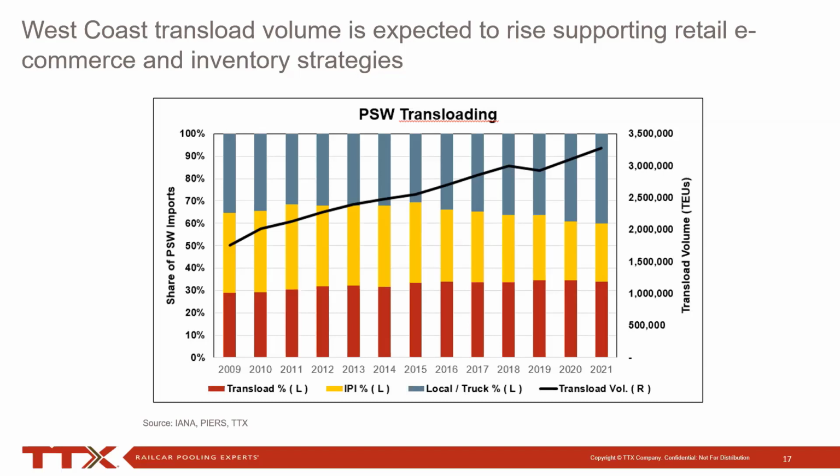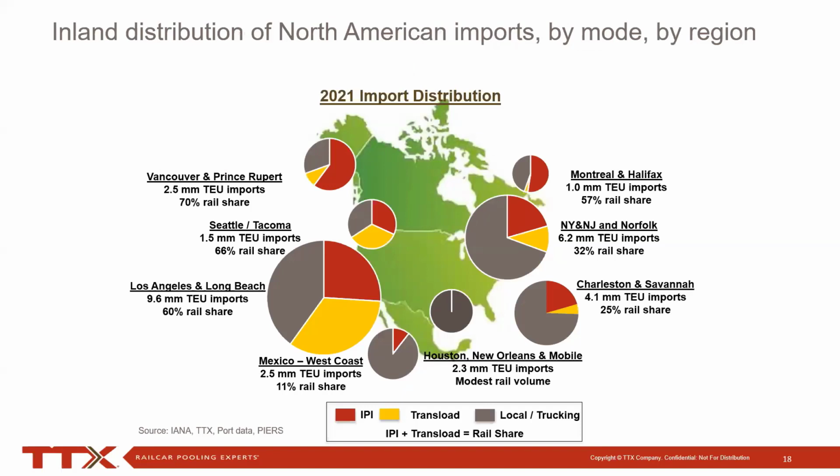We just know it didn't go rail. And since 2015, you can see that IPI share in the PSW has steadily dropped, with both the local and transload share increasing. And so, similar to slide 14, the size of the circles represents the amount of import volume in each of the port regions.